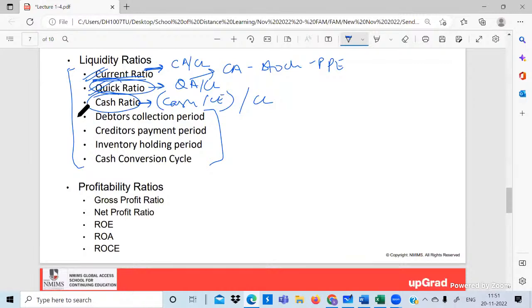Okay. So with this, we are done with liquidity ratios. We'll take a break. And then once we resume, we'll start with profitability ratios and move to the solvency ratios. So it's 11:51. Let's resume at 12:05 and then we'll continue. So let's resume at 12:05.